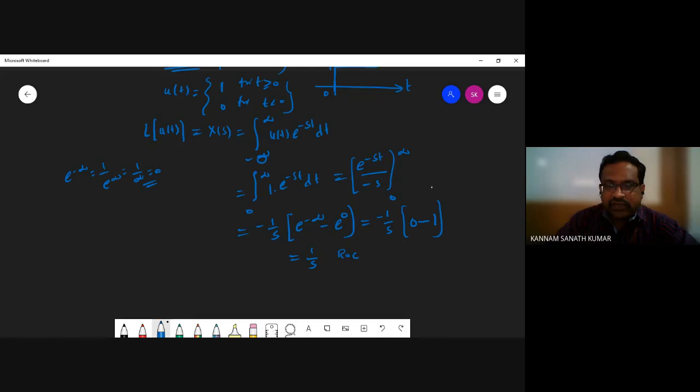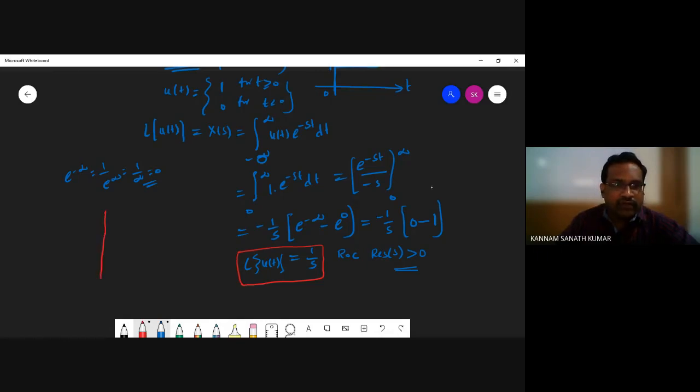The ROC is real part of s greater than 0. This is the ROC. So the Laplace transform of u of t is equal to 1 by s. Okay, 1 by s. So what is the ROC?